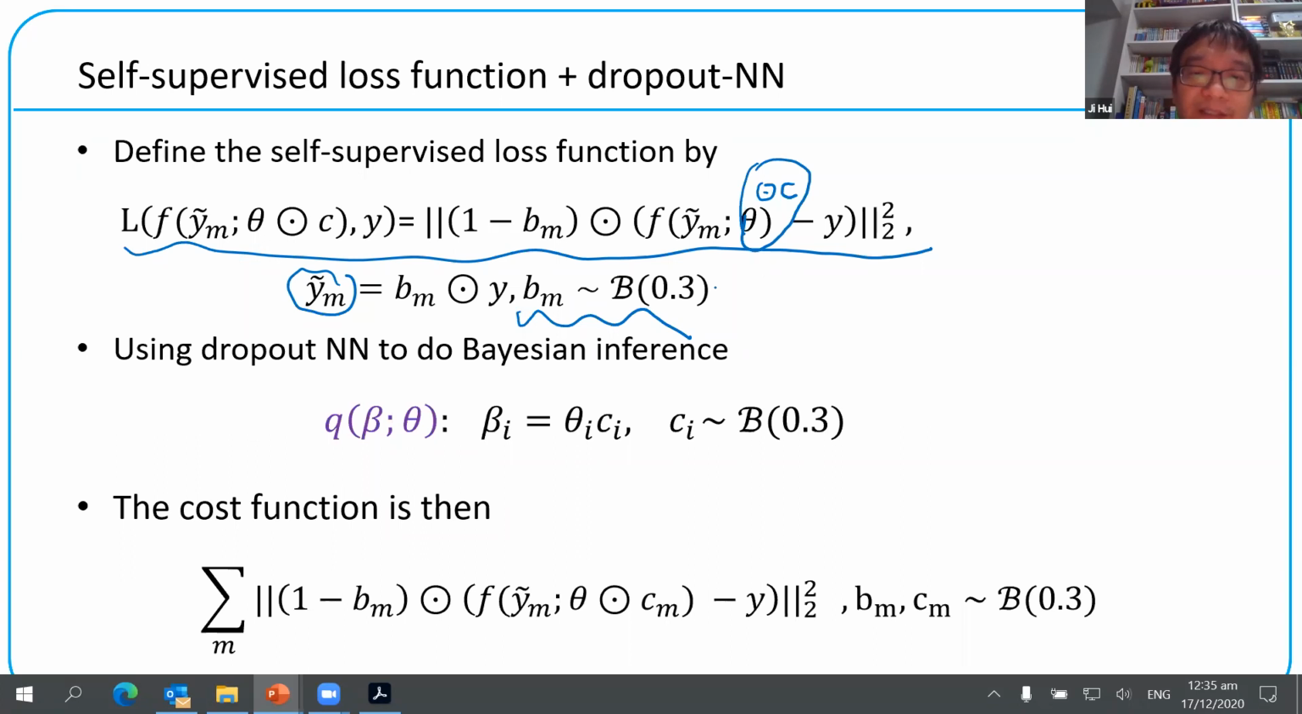Because this dropout rate is fixed to 0.3. Once you're done, this is the final loss function you're going to use. You have two Bernoulli vectors. One is to do the data augmentation. The other one is to do the dropout.